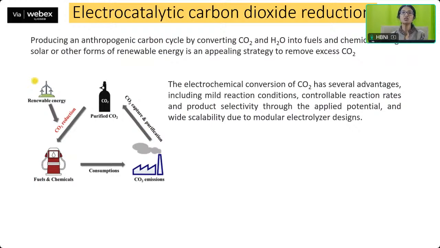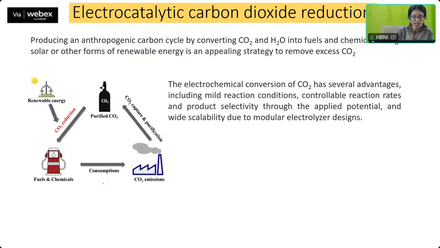Then you also have something which is known as carbon dioxide reduction, the electrocatalytic carbon dioxide reaction. So what is this? You are producing an anthropogenic carbon cycle by converting the carbon dioxide and water into fuels and chemicals using solar or other forms of renewable energy, which is an appealing strategy to remove excess carbon dioxide. You are already having a lot of carbon dioxide being generated, which is a greenhouse gas, giving rise to the greenhouse effect. So if you can use that carbon dioxide and convert it into fuels and chemicals, it is going to be a very effective use of carbon dioxide.